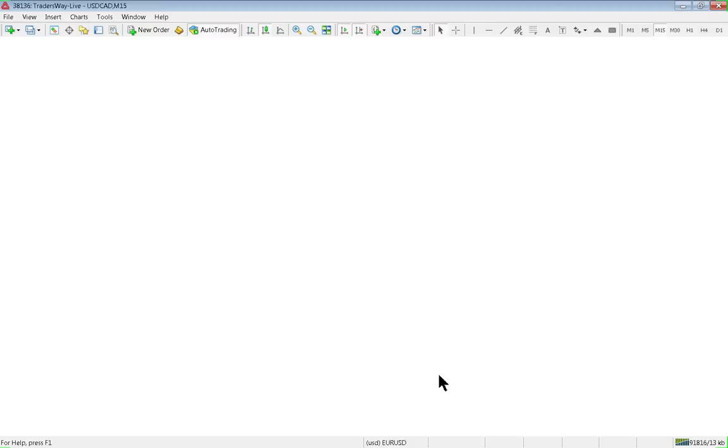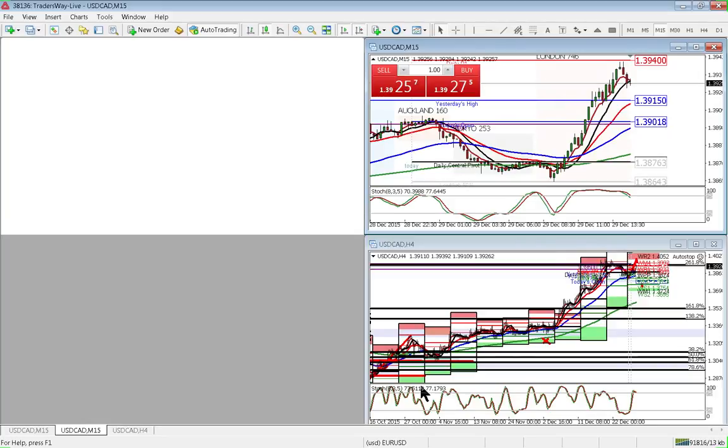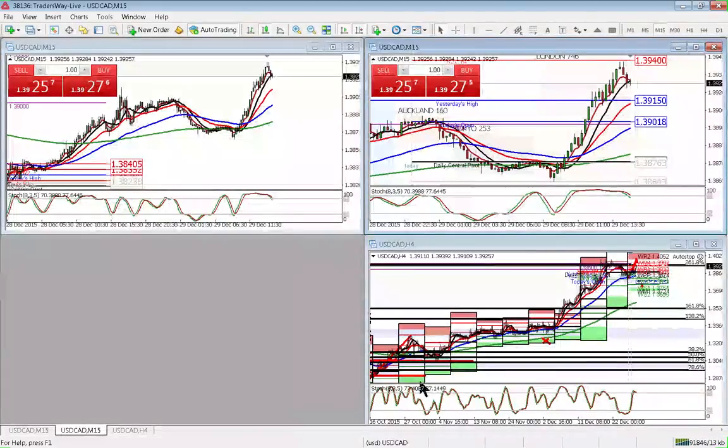Let's fire up my super slow MT4 today. I don't know why my computer's so slow. What can I do about it now, huh? All right, even my charts are messed up on this one.